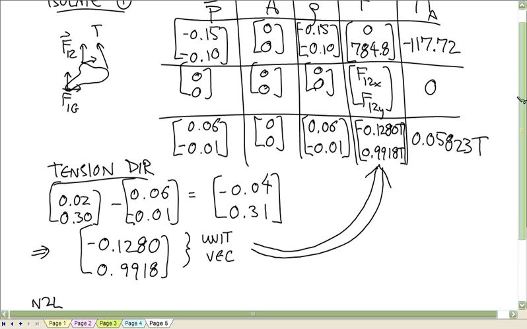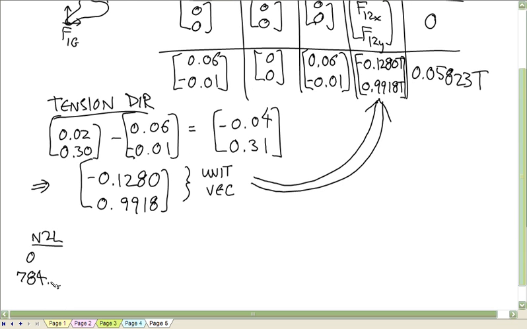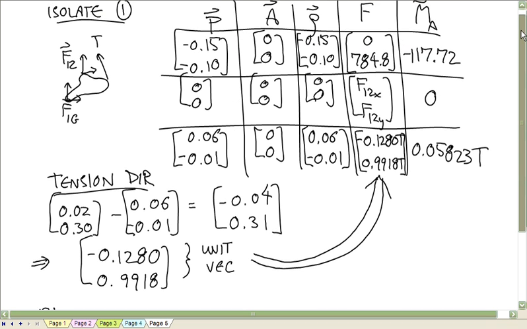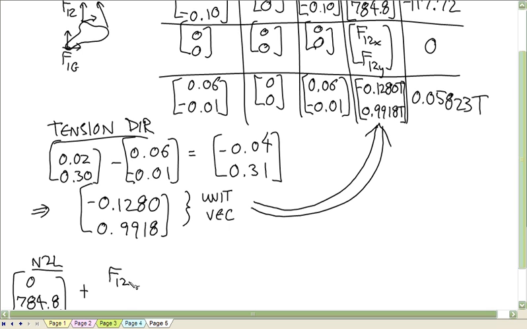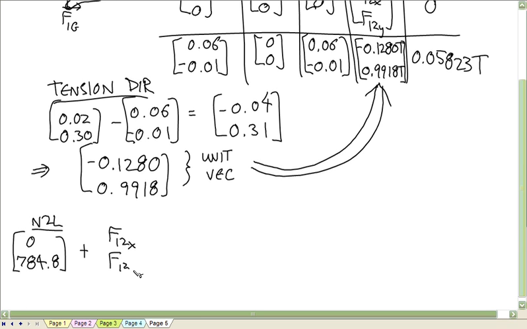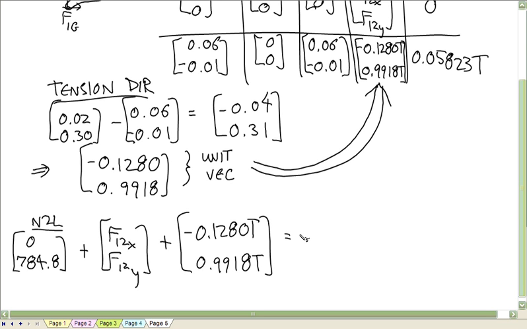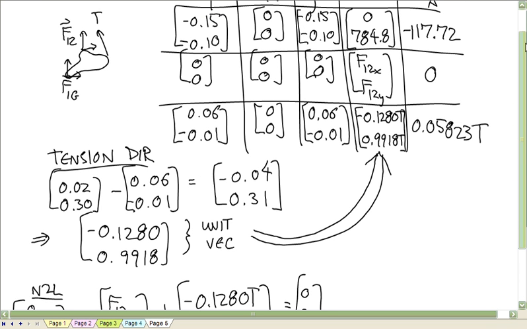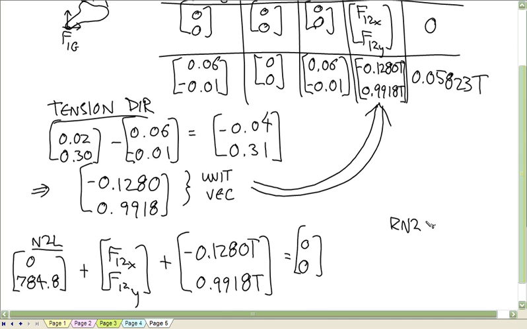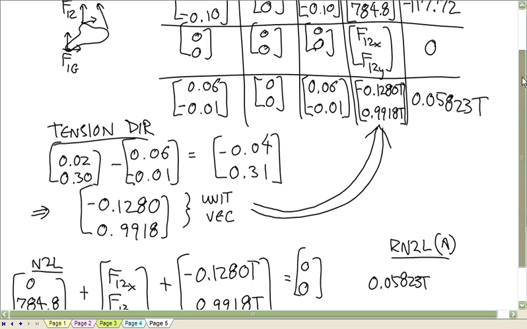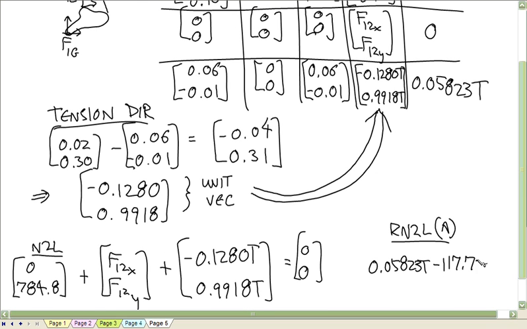So Newton's second law says 0, 784.8 plus 12x, 12y plus negative 0.1280 T, 0.9918 T is equal to zeros. And the rotational equation says 0.05823 T minus 117.72 equals 0.